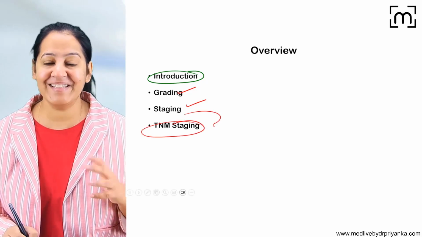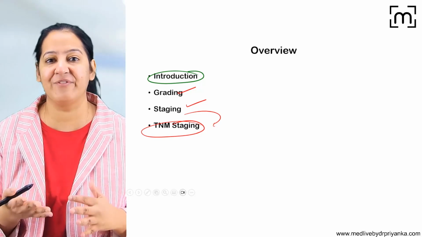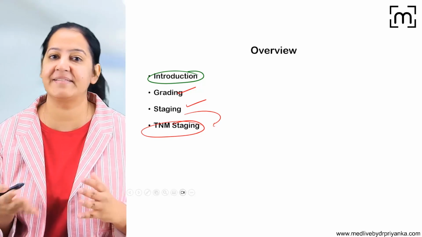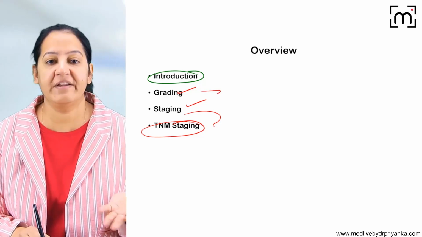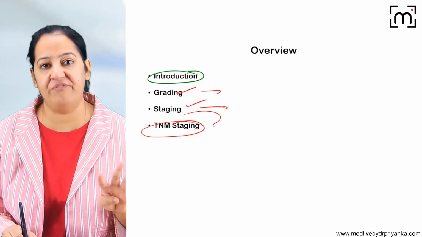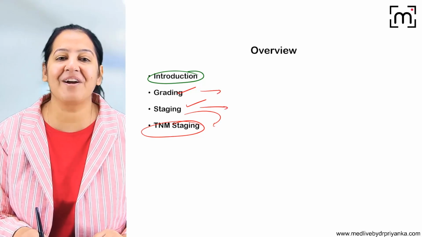Okay, so grading and staging are two different things. Many students have confusion or misconception. They think that grading and staging is one and the same thing. We divide the cancer into 4 grades, 1, 2, 3, 4. We divide the cancer into 4 stages, 1, 2, 3, 4, but they are different things. So let me start with the introduction.